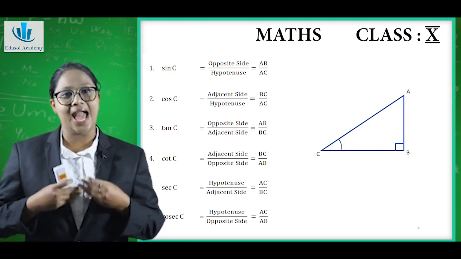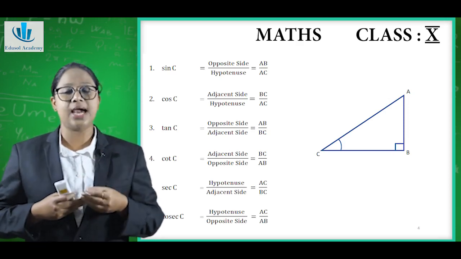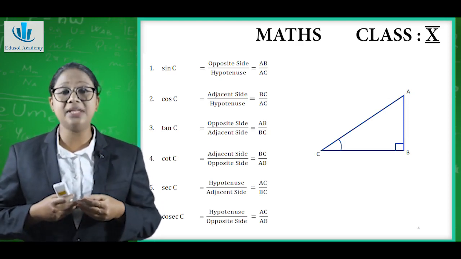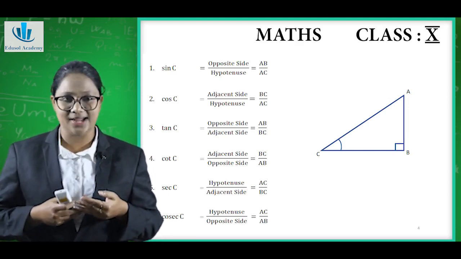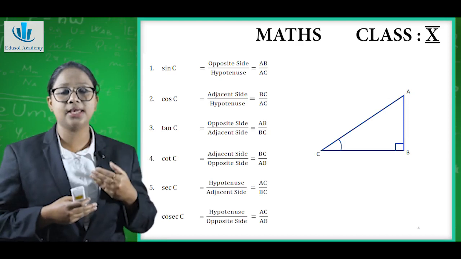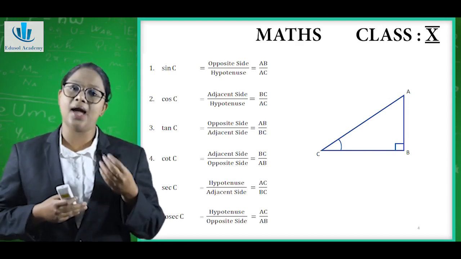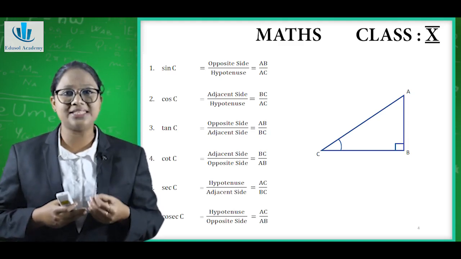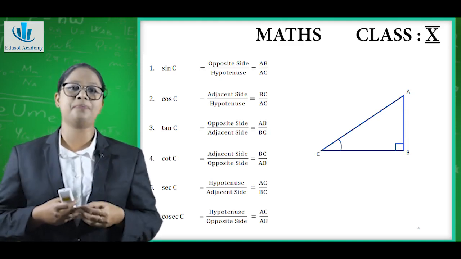Moving on to cos C. Cos of any angle in a triangle is the ratio of adjacent side to hypotenuse. That means the side that is lying very next to the angle. So in case of the triangle here, cos C is equal to adjacent side by hypotenuse, and the adjacent is BC. So BC by AC is cos C.